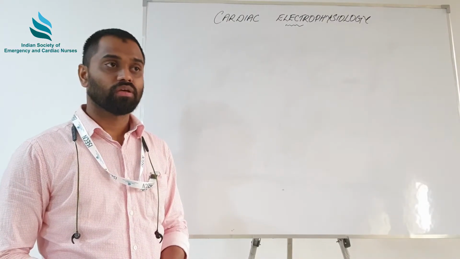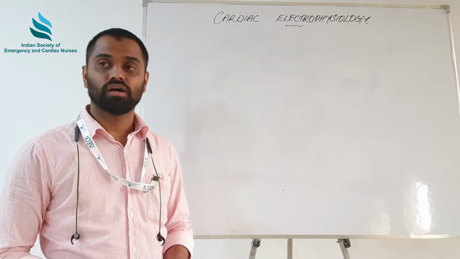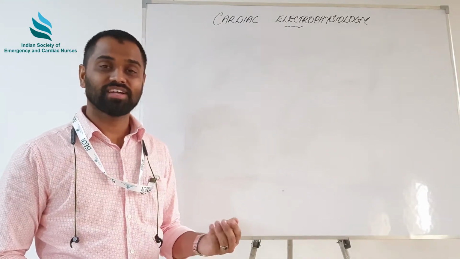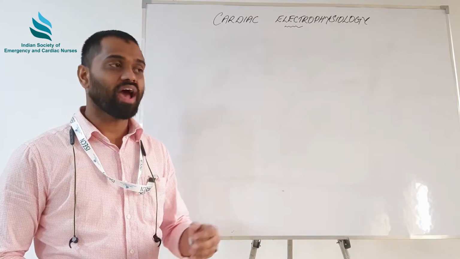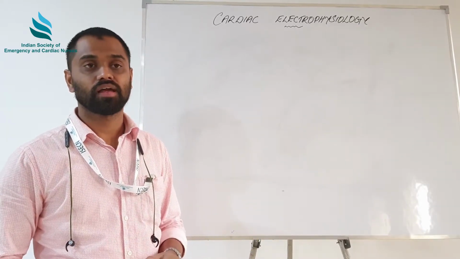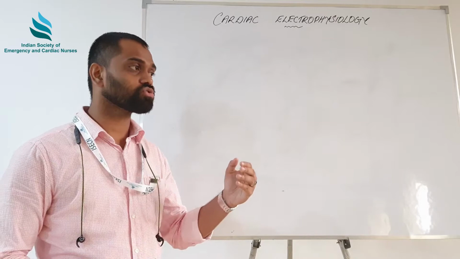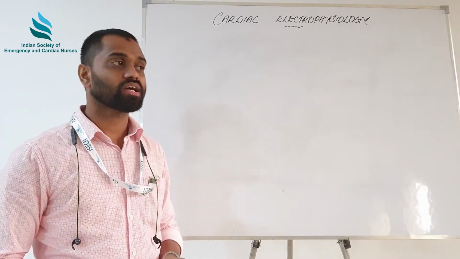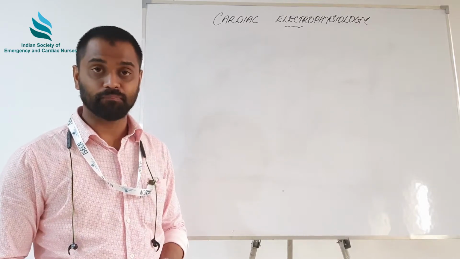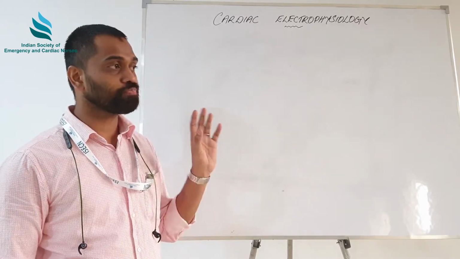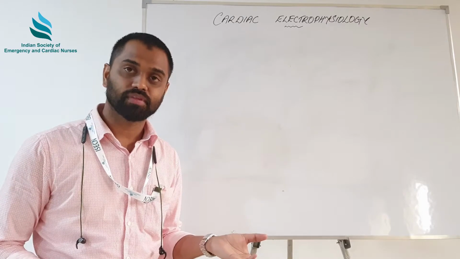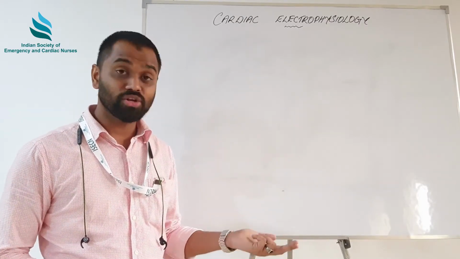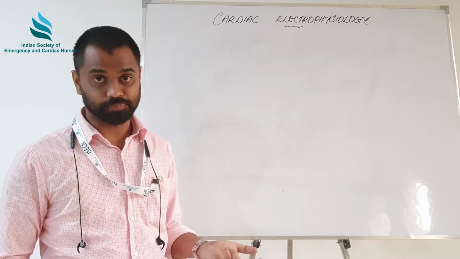So we were discussing how resting membrane potential was generated, how action potential was generated, and how action potential was transmitted from one segment of the cell to the other segment in contractile myocardial cells. Now we also have specialized myocardial cells, which include the sinoatrial node, SA node, AV node, and Purkinje cells.